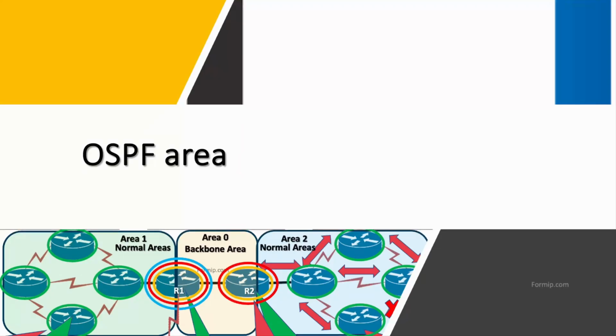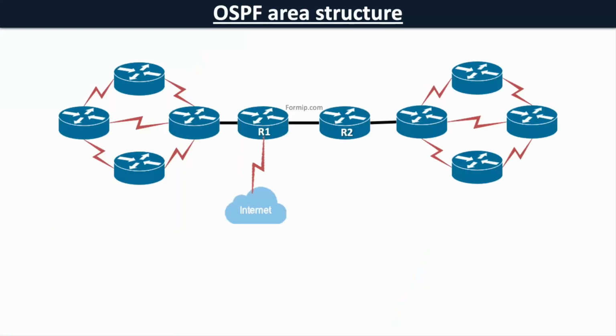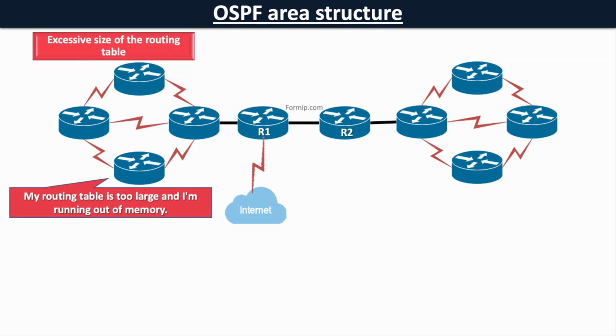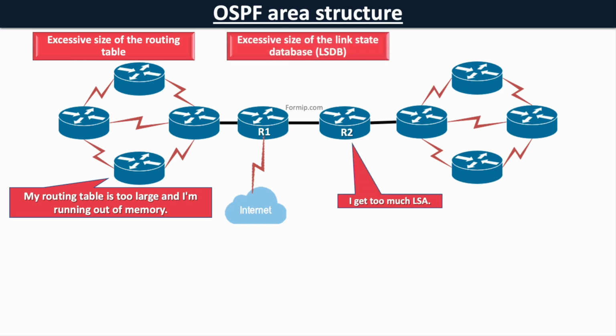OSPF area structure. A large OSPF network is often divided into several areas. Because if there are many routers that are part of the same OSPF area, then there could be several types of problems. For example, a larger routing table. This would cause high latencies on the router. You can also have problems with the LSDB. This is because each router must keep an entry for each network in the same area, even if it is not in the routing table.